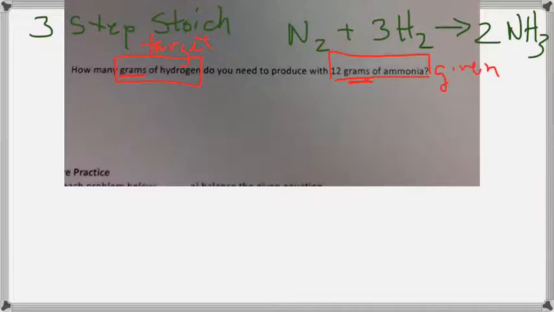So anytime you have gram to gram, or mass to mass, it is a three-step stoich problem. That's your heads up that it's going to be a three-stepper.